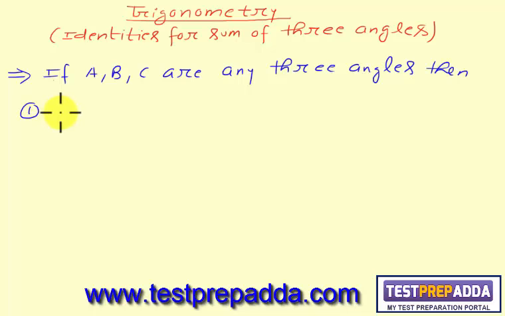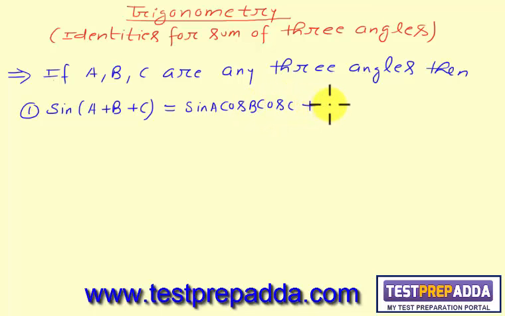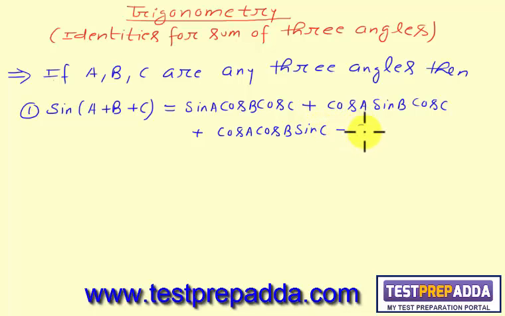The first identity related to three angles: sin(A + B + C) is equal to sin A cos B cos C plus cos A sin B cos C plus cos A cos B sin C minus sin A sin B sin C. The interesting part in this identity, you can see the first term has sin A and the other two angles cos B cos C. Here the second term is cos A sin B cos C. Here the third one is sin C, and then all three sines.